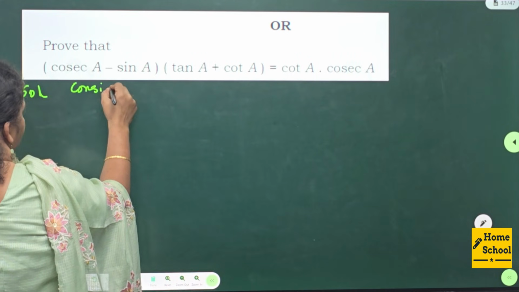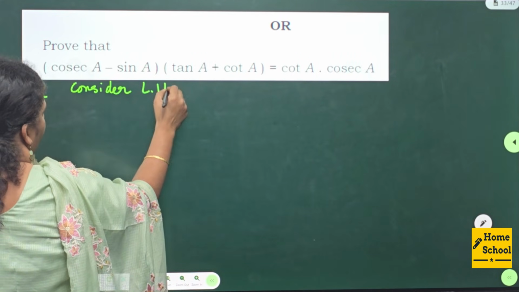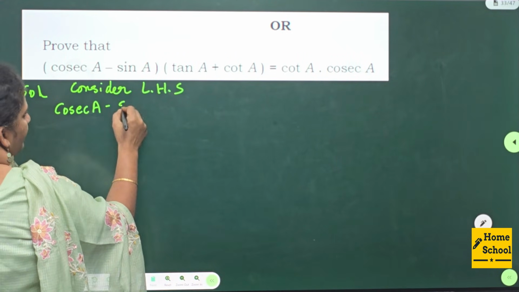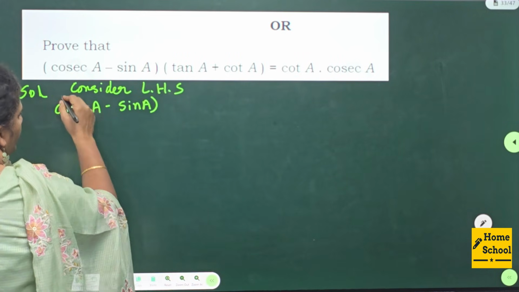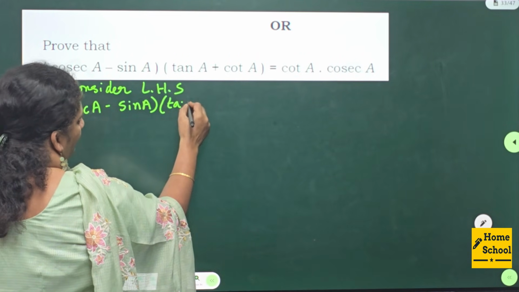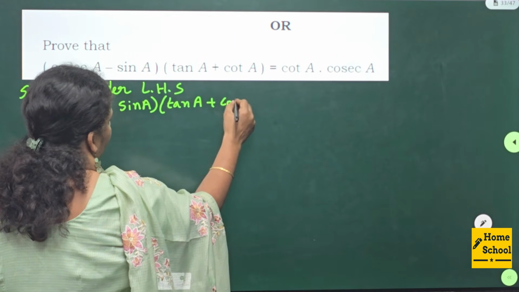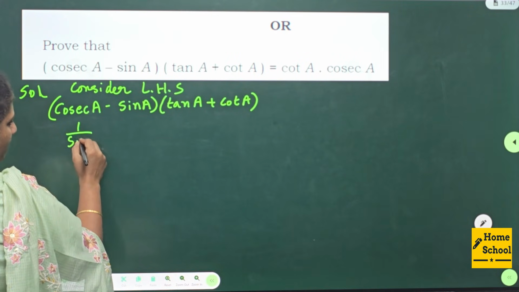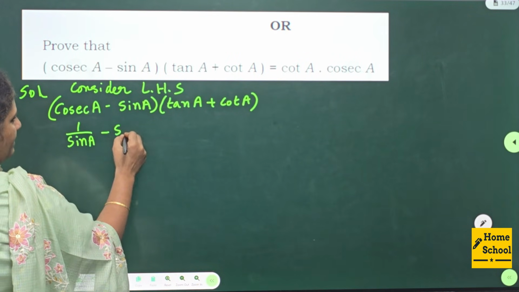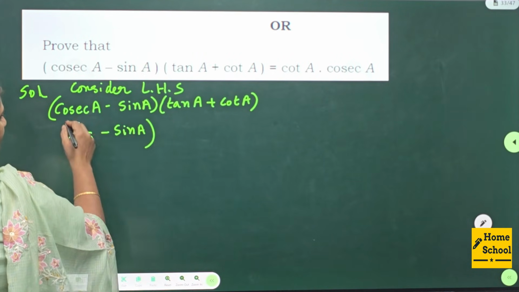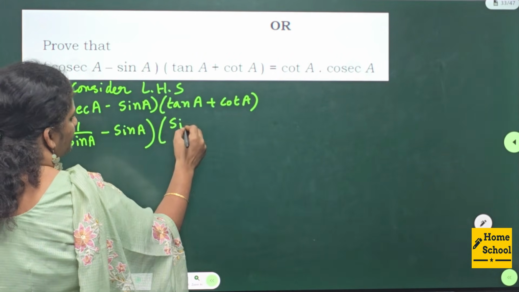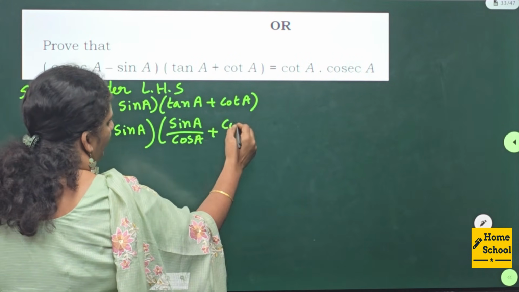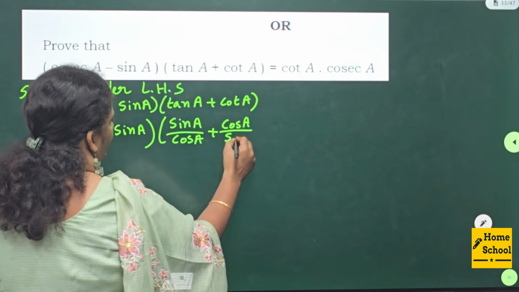Consider LHS, left hand side: (cosecant A minus sin A) into (tan A plus cot A). Cosecant A can be written as 1 by sin A minus sin A, and tan A can be written as sin A by cos A, plus cot A can be written as cos A by sin A.